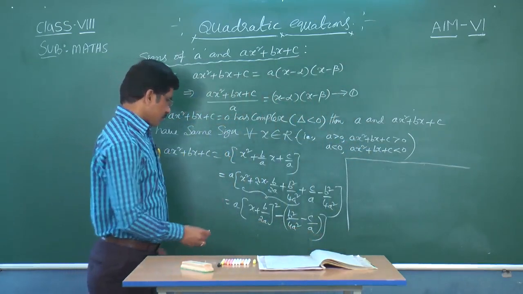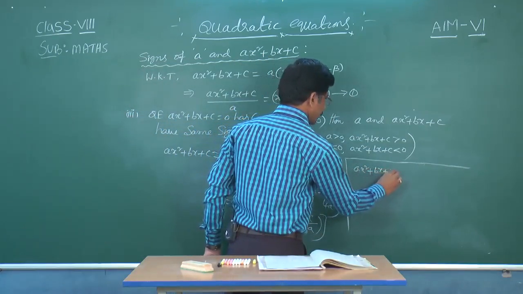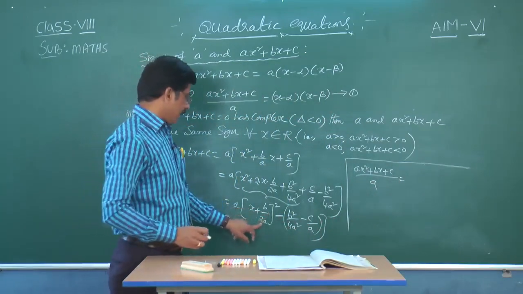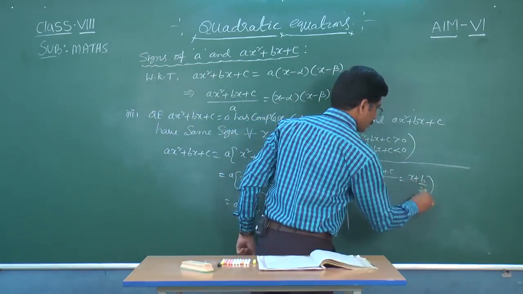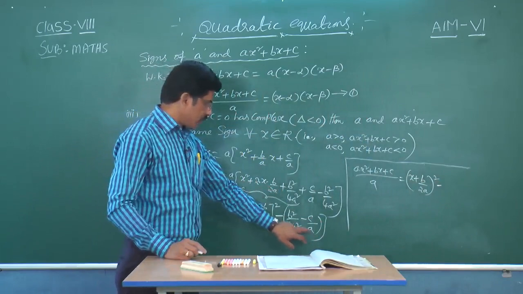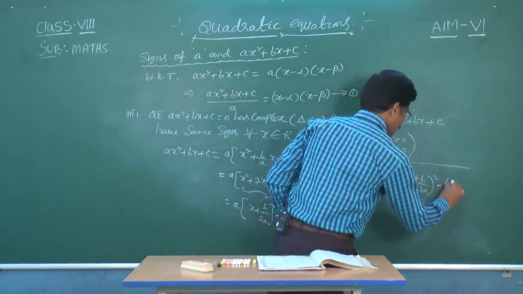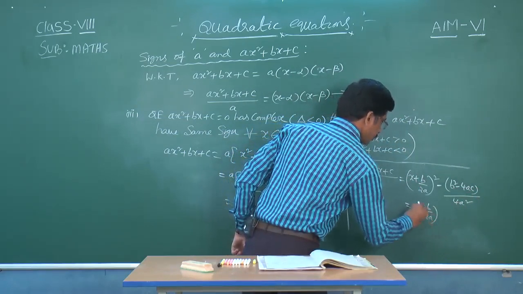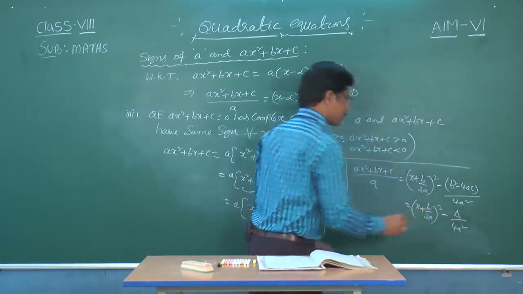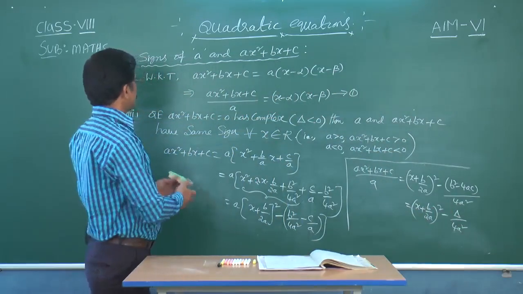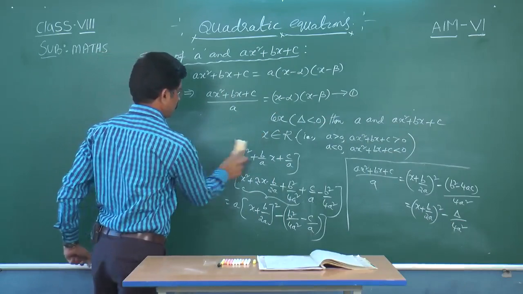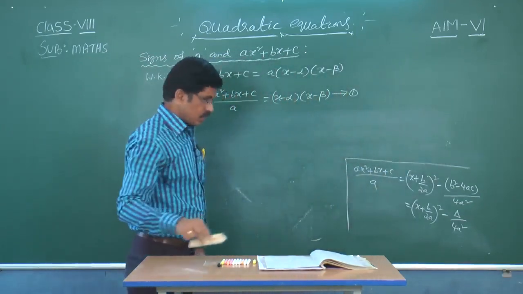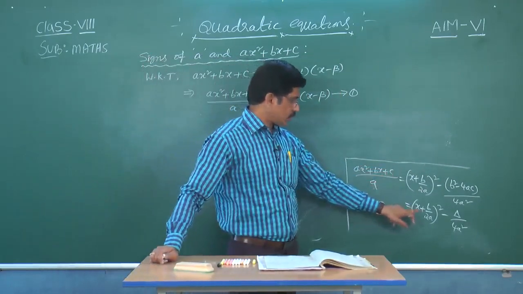Next, (ax square plus bx plus c) by a, transposing of multiplication is division, equals x plus b by 2a whole square minus the LCM, which is 4a square, so it becomes b square minus 4ac by 4a square. That equals x plus b by 2a whole square minus delta by 4a square.